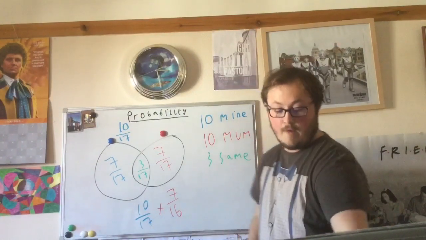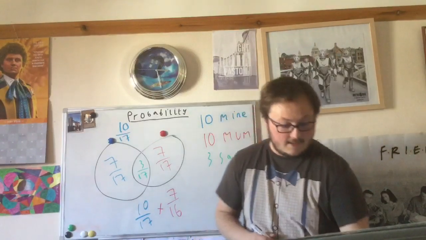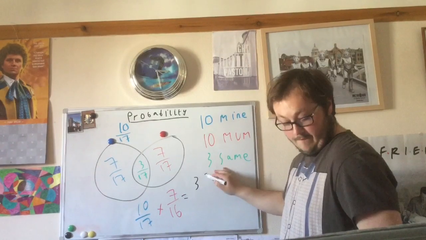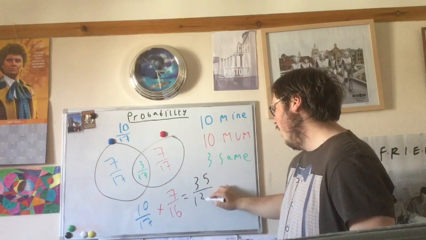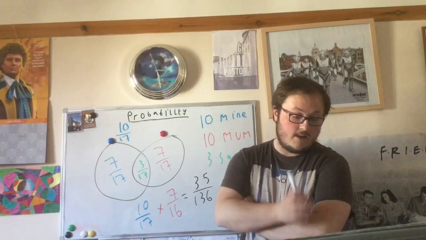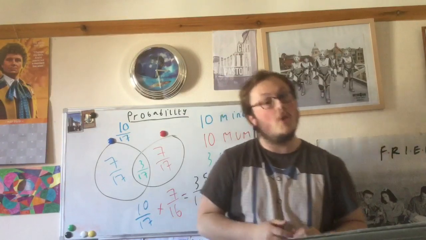I'm going to write it as a fraction. The probability that on Saturday it would be a film on my list and on a Sunday it would be a film on my mum's list is 35 over 136, which is about the same as 0.257. Quite unlikely, but not impossible.